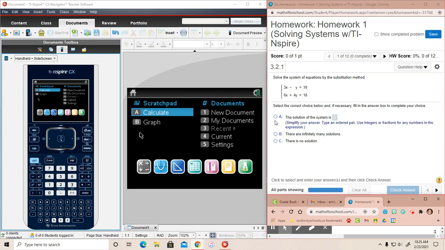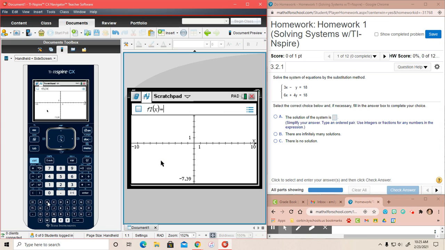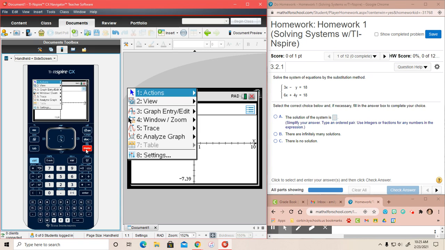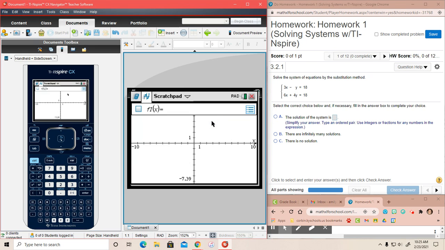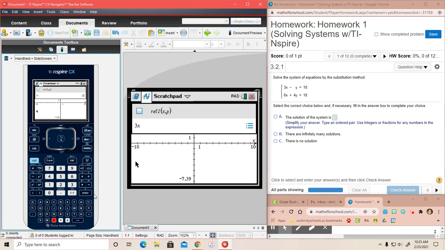So we're going to solve systems with the Nspire calculator. The first thing you're going to do is just grab your calculator, and we can do this a couple different ways. You can graph a system and solve it, so we'll do that first. If you go to your graph, you can type in the equation. So I'm going to go to menu, and I'm going to change the graph entry to a relation. That way I can just type in the equation as it is. So I have 3x minus y equals 18.